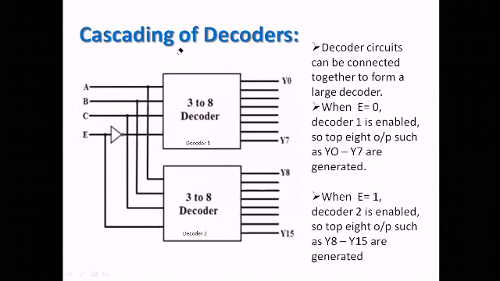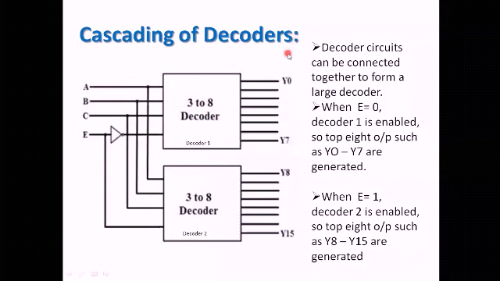Now cascading of the decoder means we have to implement the higher order decoders using the smaller order decoder. That is here what we have to design. We have to design a 4 to 16 decoder. So we have to design a 4 to 16 decoder using 3 to 8 decoders. That is meaning cascading of the decoders.